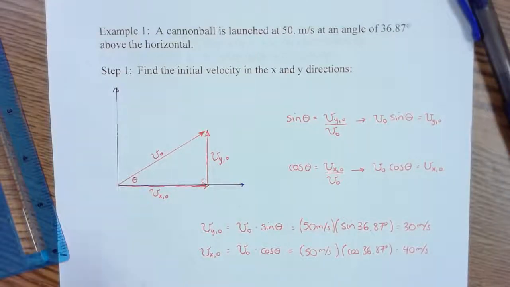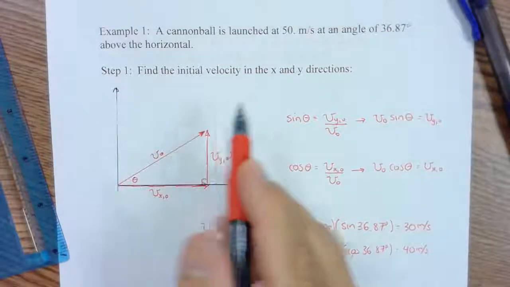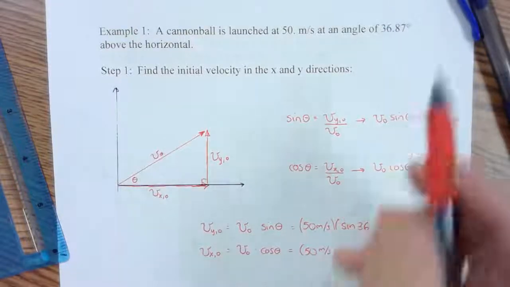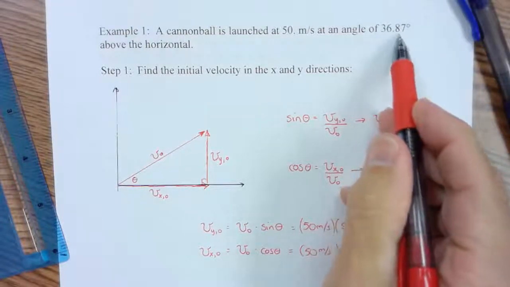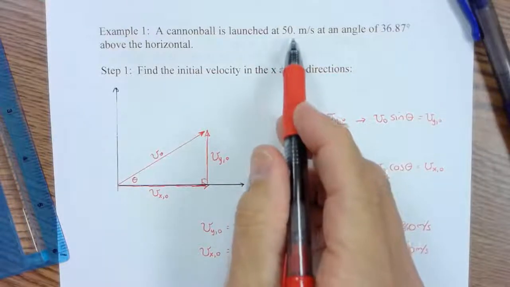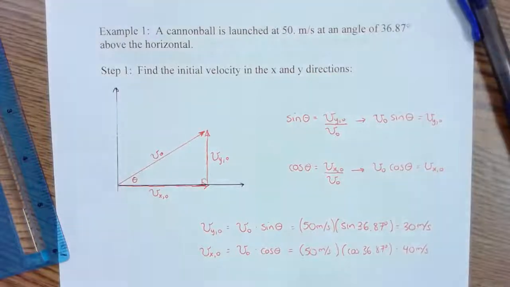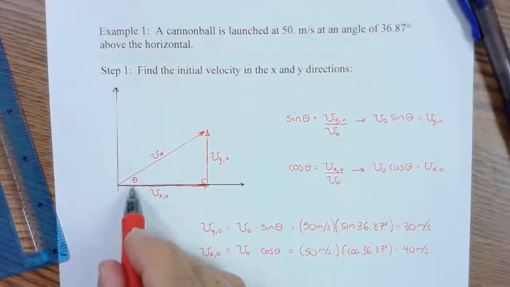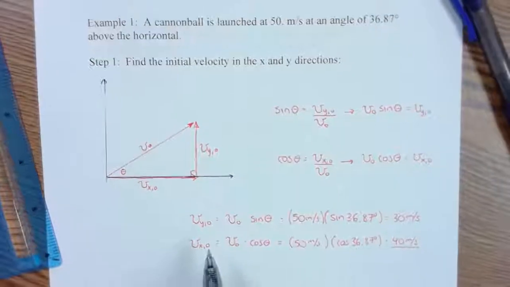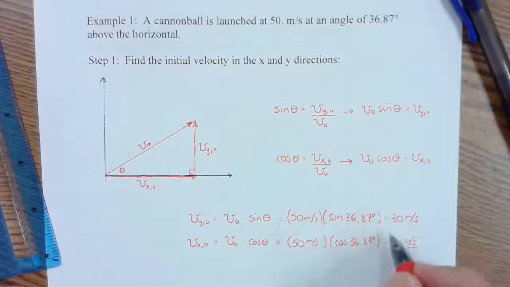So what we found is that when you launch a cannonball at this angle, and I know that's a bit of a goofy angle, but it's actually a 3, 4, 5 right triangle. If you launch a cannonball at this angle with a speed of 50 meters per second, then at the beginning of the problem, the cannonball is going over horizontally 40 meters per second. That's the horizontal velocity. And the vertical velocity, the velocity that is going upwards at the beginning, is 30 meters per second.